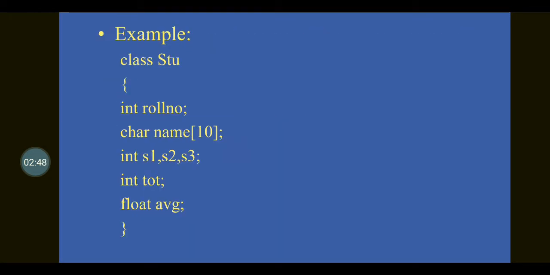As an example, class followed by the class name. In Java, the naming convention says that the class name should start with a capital letter. Within the braces we have declared the instance variables: int rollnumber, char name, and int s1, s2, s3, total, and average. This is the way to declare a class in Java, and this is what we call a class definition.